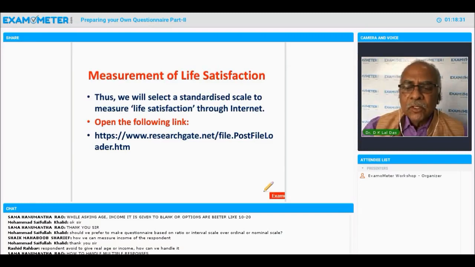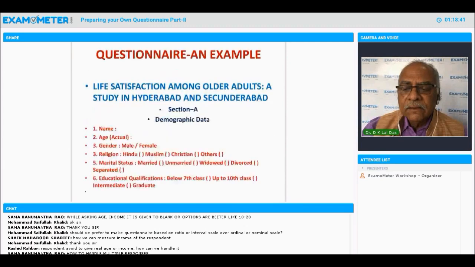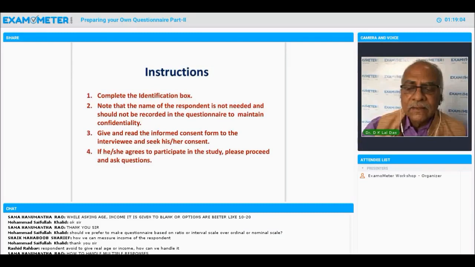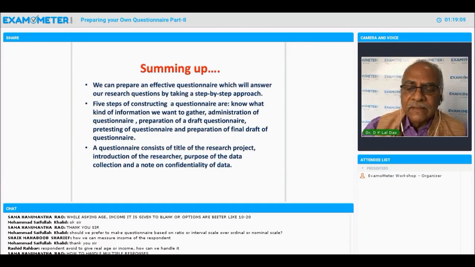So for measurement of life satisfaction, which is a dependent variable for our research, we can use the scale, and that will be a very right thing. Now I'm giving you an example which a doctoral research student has used: life satisfaction among older adults, a study in Hyderabad and Secunderabad. First is demographic data, then physical health, then psychological health, then life satisfaction, etc. Then finally we have instructions.